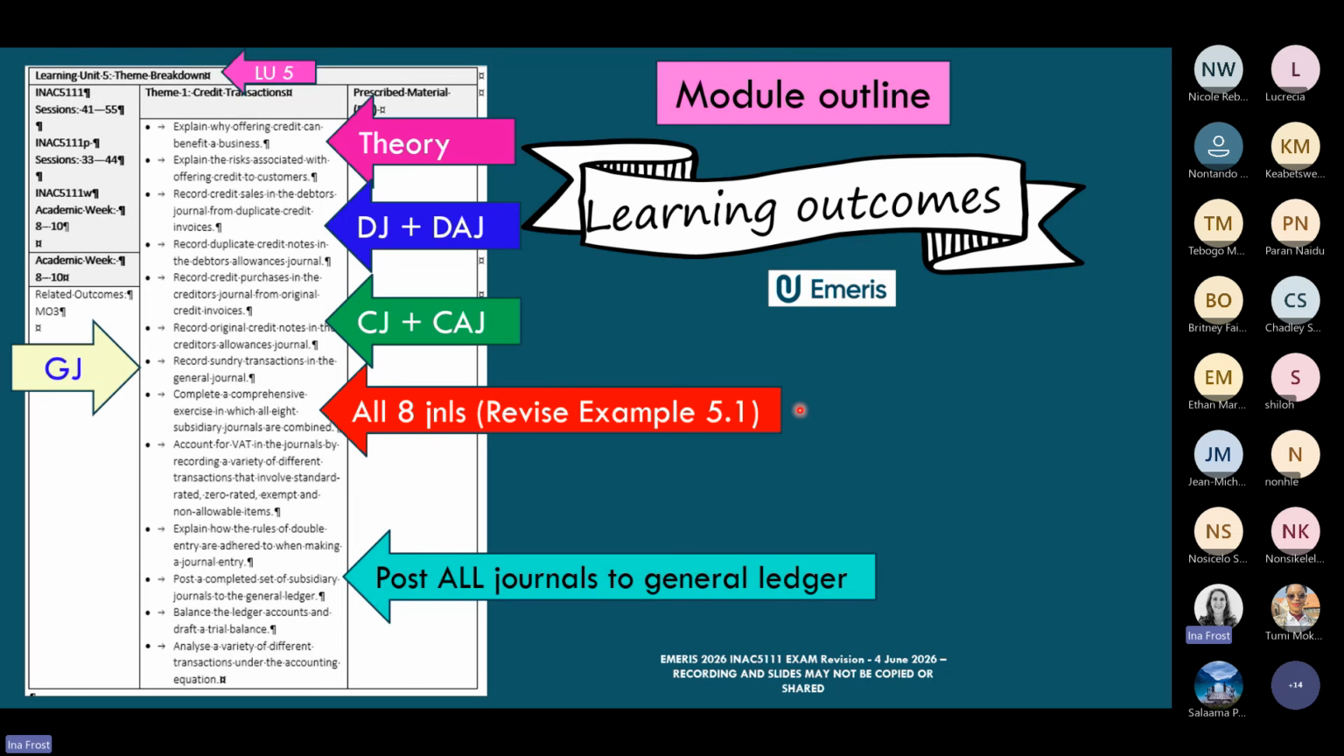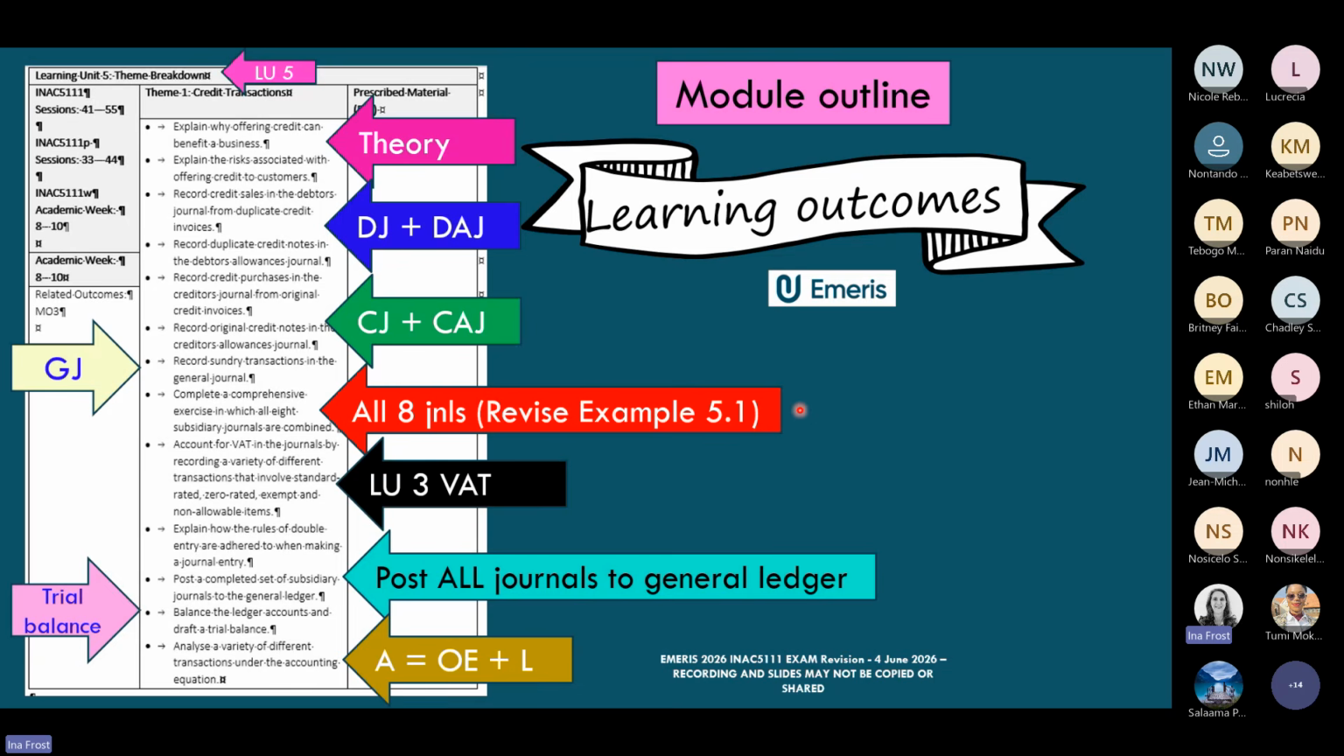You need to be able to post your journals to the general ledger, and you have to be able to do a trial balance. And lastly, you should be able to do an accounting equation question based on both cash and credit transactions. And not to forget Learning Unit number 3.